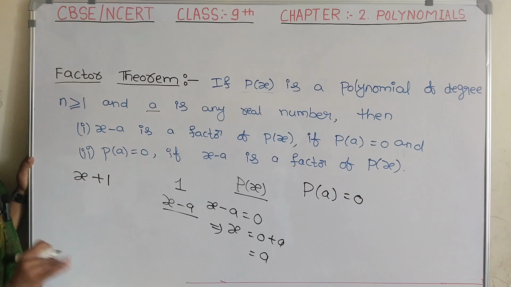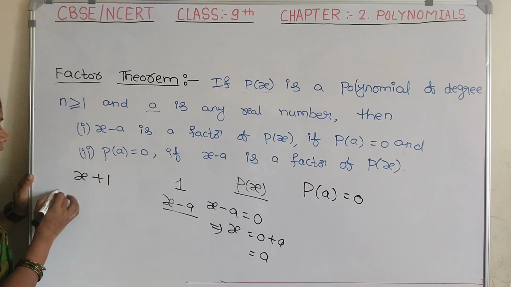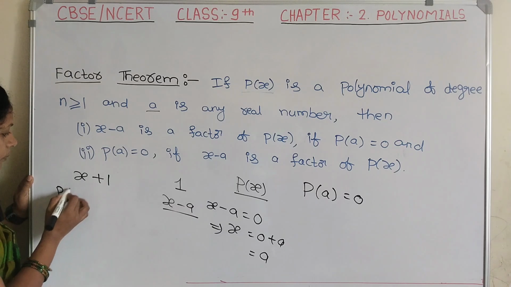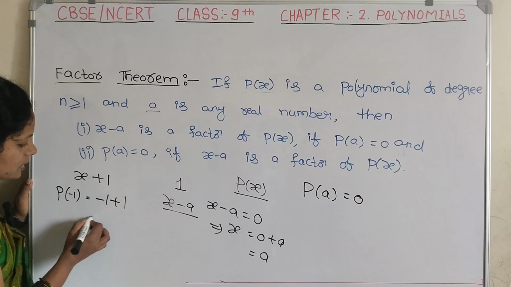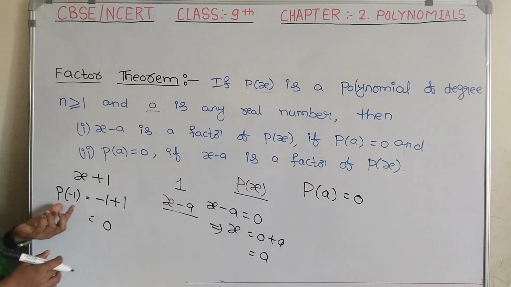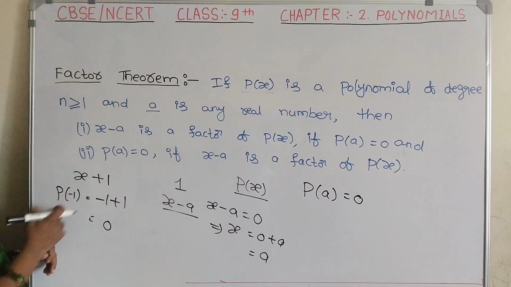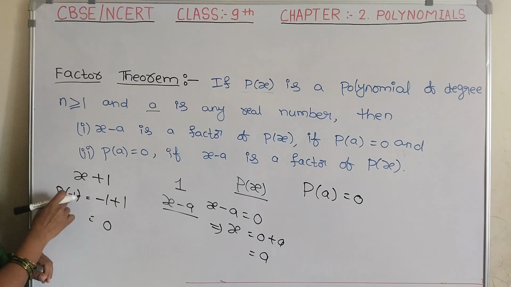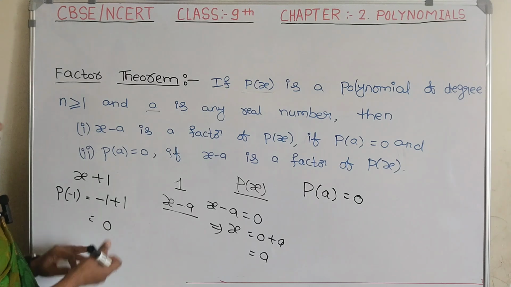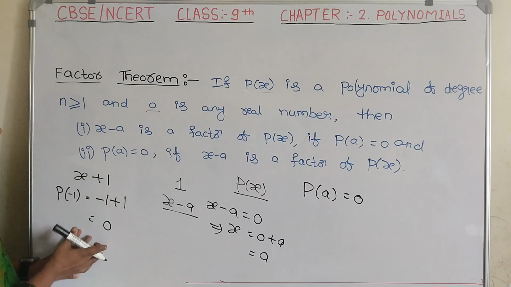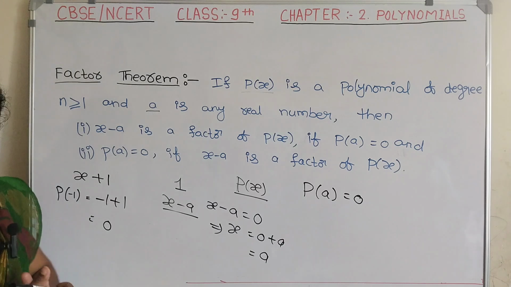This is our polynomial x plus 1. If we take p of minus 1, then minus 1 plus 1 is equal to 0, which means p of a, here instead of a, what have we taken? Minus 1. If this is a factor, we get 0, or vice versa. If this is 0, it means x plus 1 is a factor.